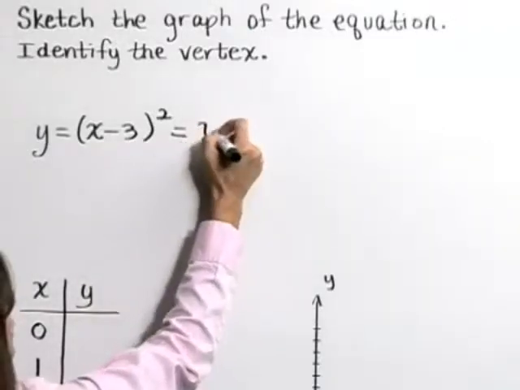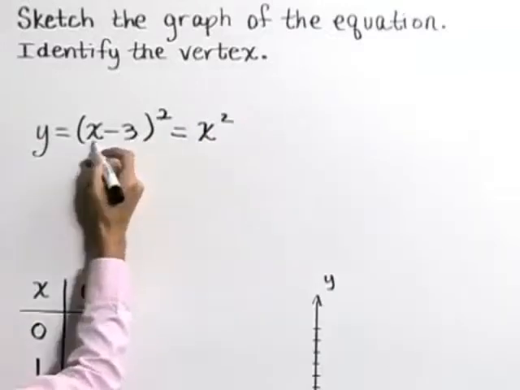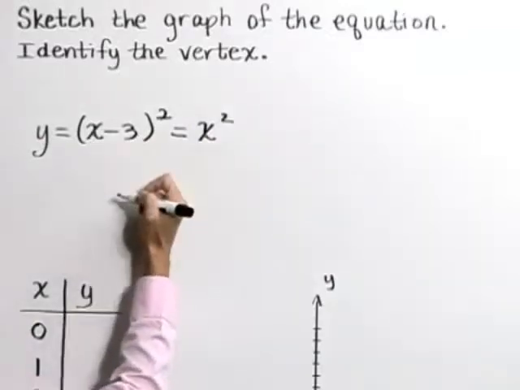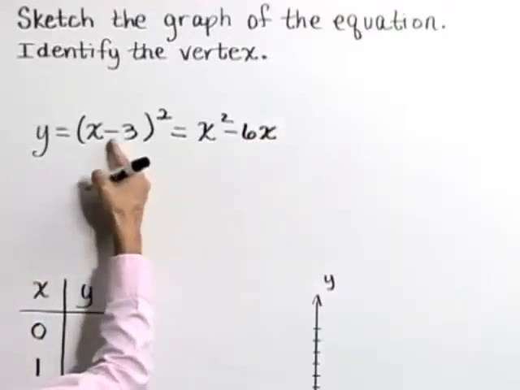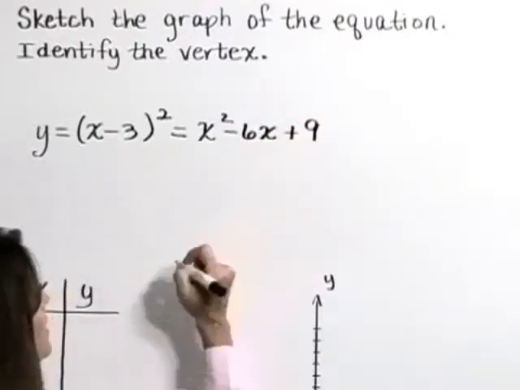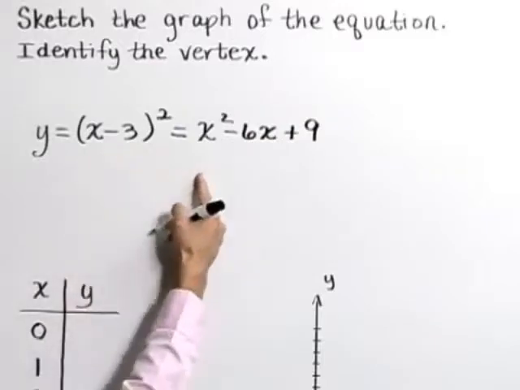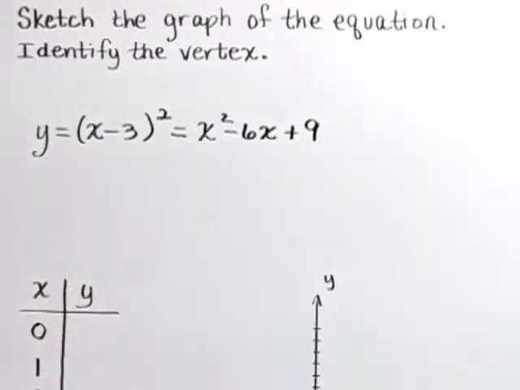So x times x gives x squared. Our inner and outer products are both negative 3x. We'll have two of them combining to a negative 6x. Negative 3 times negative 3 is a plus 9. So we can just see this equation in a little bit different form.